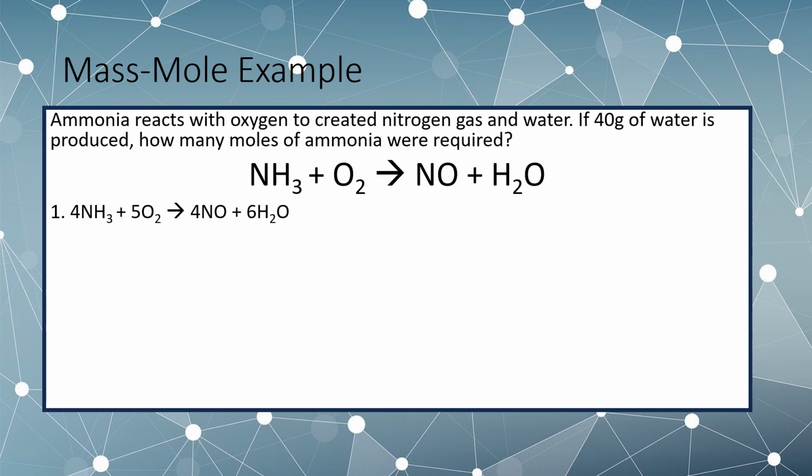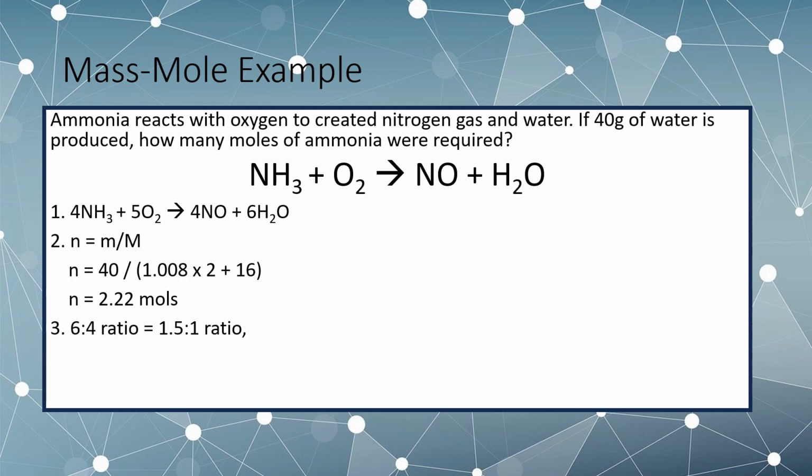As we know its mass, we can use n equals m over M, where little m is mass and big M is molar mass. So that gives us our number of moles is equal to 40 divided by 1.008 times 2 plus 16, which gives us our n equal to 2.22 moles. Now, in this case, we're asked to find ammonia, which means looking at our balanced equation, we have a 6-to-4 ratio. Simplifying that down, which you can do by dividing both 6 and 4 by the lowest number, so in this case 4, we will have a 1.5-to-1 ratio.